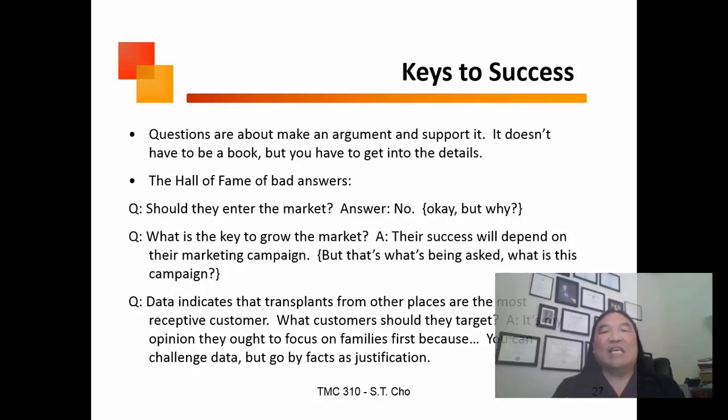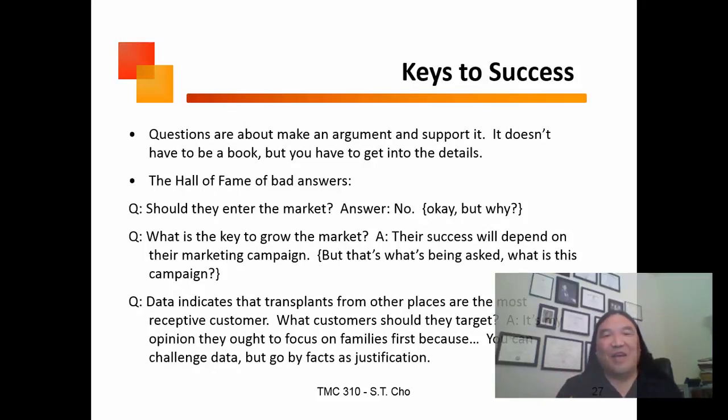And so the key to this class is you make an argument and you have to support it. It doesn't have to necessarily be by the book, but you have to get into the details. I've gotten some ridiculously bad answers. Like if I ask you a yes or no question, you just write no. Well, no, you have to tell me why you said no. Don't write just no. This is not high school. Don't take things to that literal level. I've had students asked, what is the key to grow a market? And they say, well, it depends on your marketing campaign. That's what I'm asking you. What is going to be your marketing campaign to get this thing to grow?